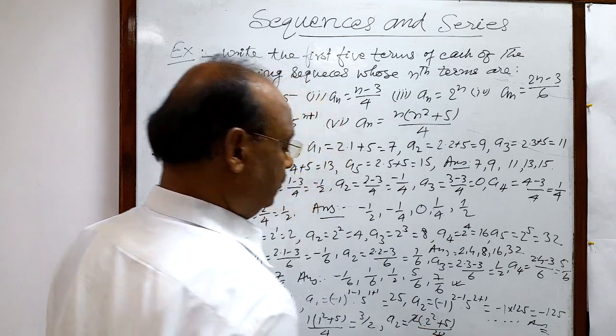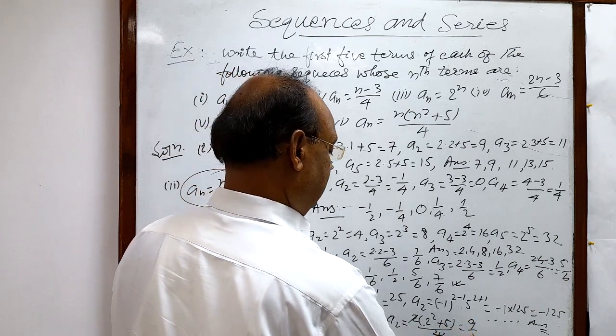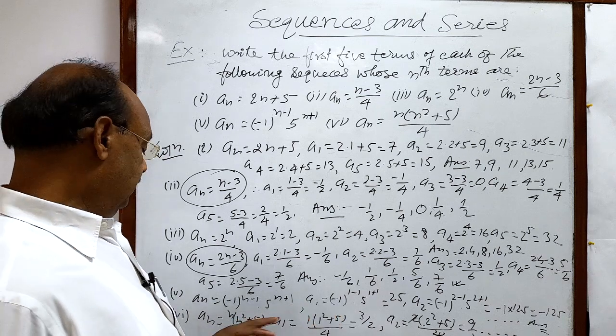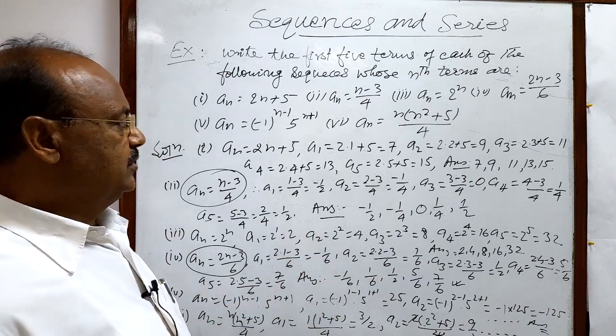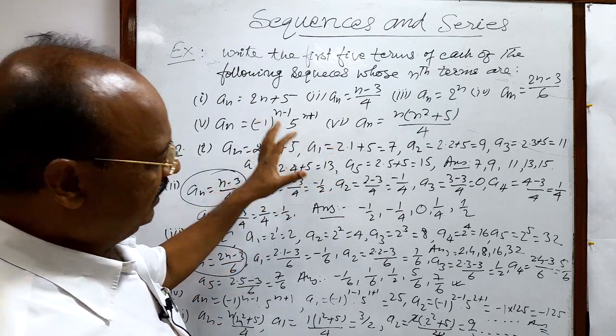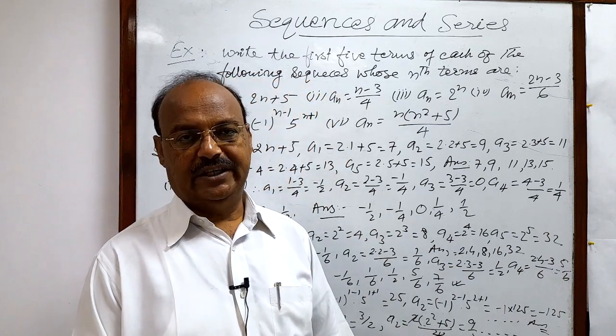2 into 2 is 4 in the numerator cancels with the 4, and here 2 square is 4 plus 5, this is equal to 9/2, and so on. So we can get all the 5 terms by putting n equal to 1, 2, 3, 4, 5 respectively in the given general term of a sequence. So this is a very simple, very interesting question, and very important for competitive examinations.